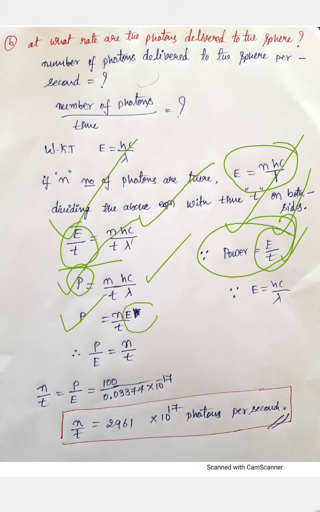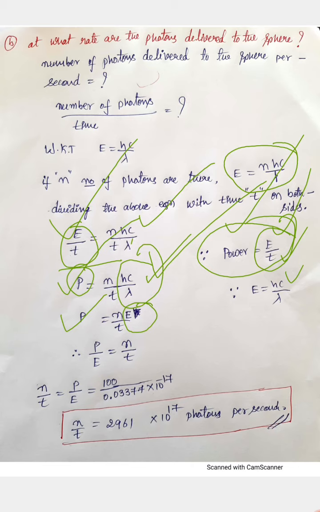Why have you written the E here? We know the basic equation. E is equal to what? Hc by lambda. Now in place of hc by lambda, substitute the symbol, that is energy. Now n by t as it is into E.